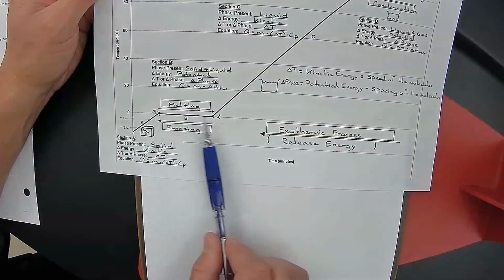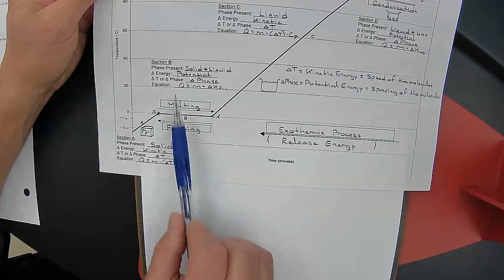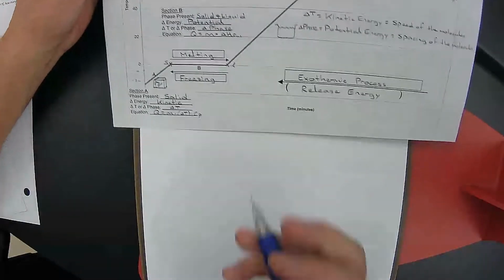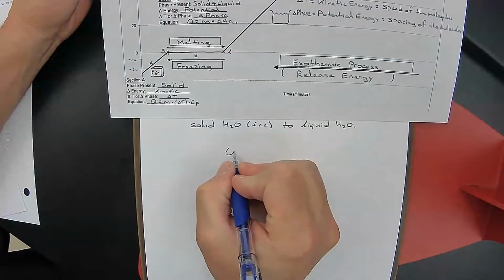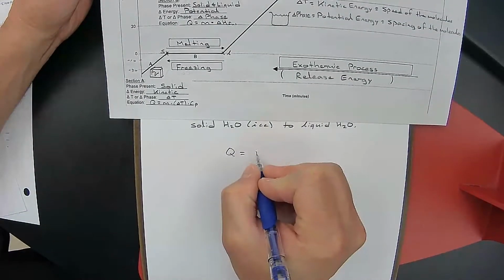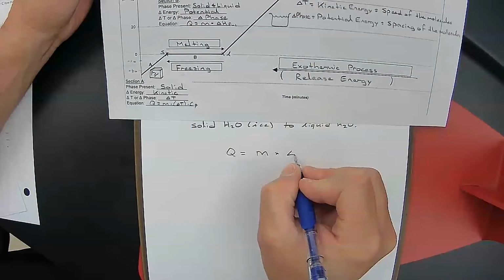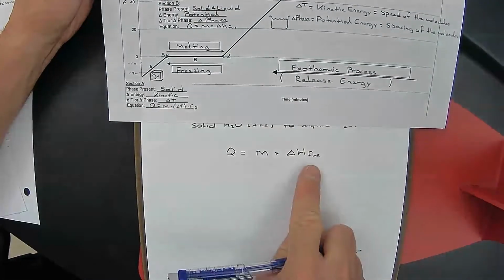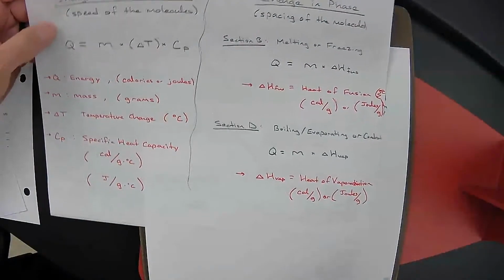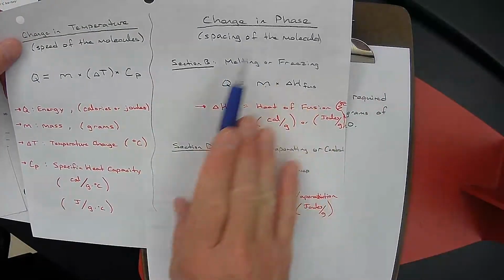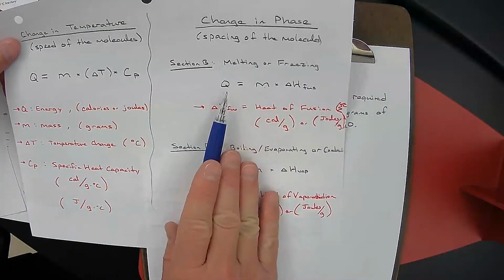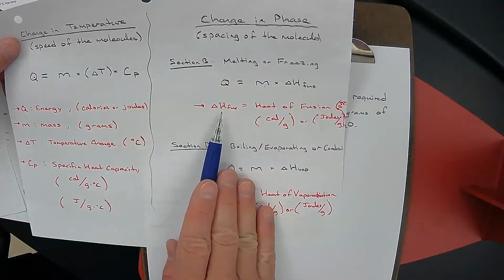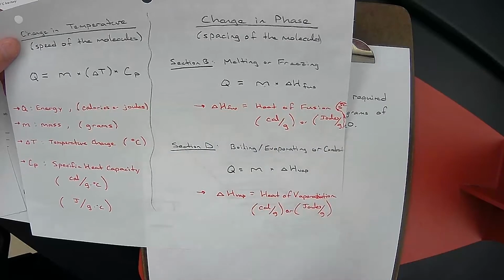It's taking energy in. And in section B, the equation that we're going to use is Q equals m times delta H fus. The amount of energy equals the mass times the heat of fusion. Delta H fus stands for heat of fusion. So here, we're in a change of phase. We're in section B. We're melting. Q equals m times delta H fus. We call delta H fus the heat of fusion.